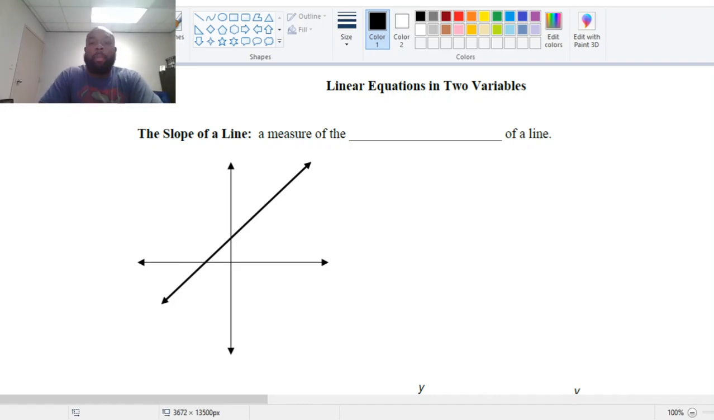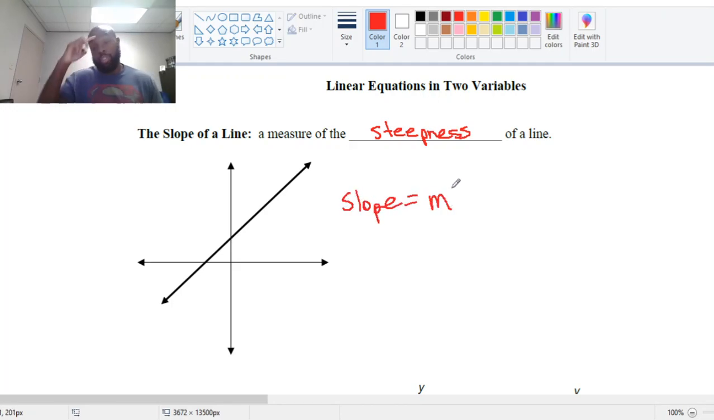In this video, we're going to talk about linear equations in two variables. One of the defining properties of linear equations is their slope. The slope of a line is a measure of the steepness of that line. Usually when people hear the word slope, they know that we use the lowercase m as the variable that we denote with slope.